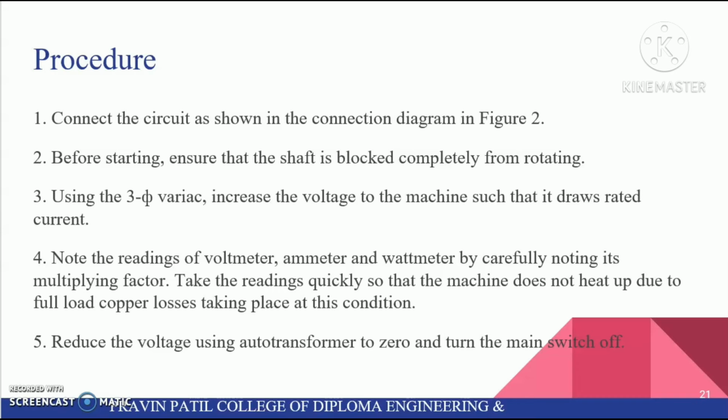Before starting, ensure that the shaft is blocked completely from rotating. Using the 3-phase variac, increase the voltage to the machine such that it draws rated current. Note the readings of voltmeter, ammeter and wattmeter by carefully noting its multiplying factor. Take the readings quickly so that the machine does not heat up due to full load copper losses taking place at this condition. Fifth, reduce the voltage using the auto transformer to 0 and turn the main switch off.